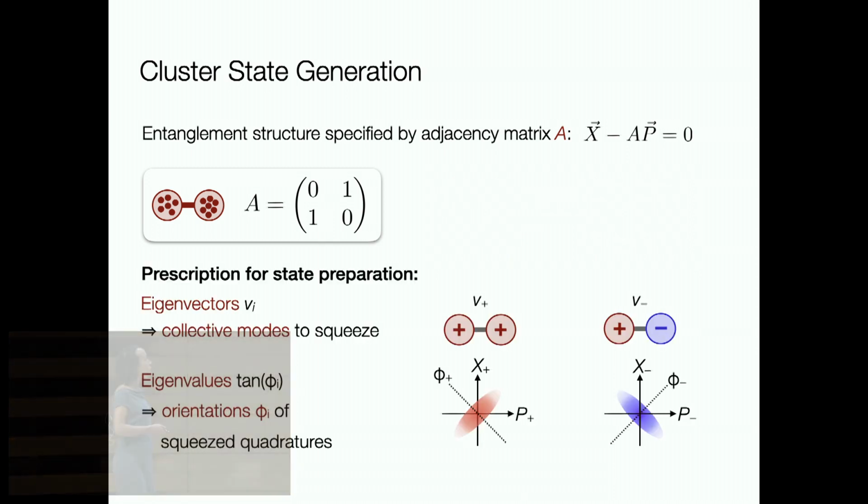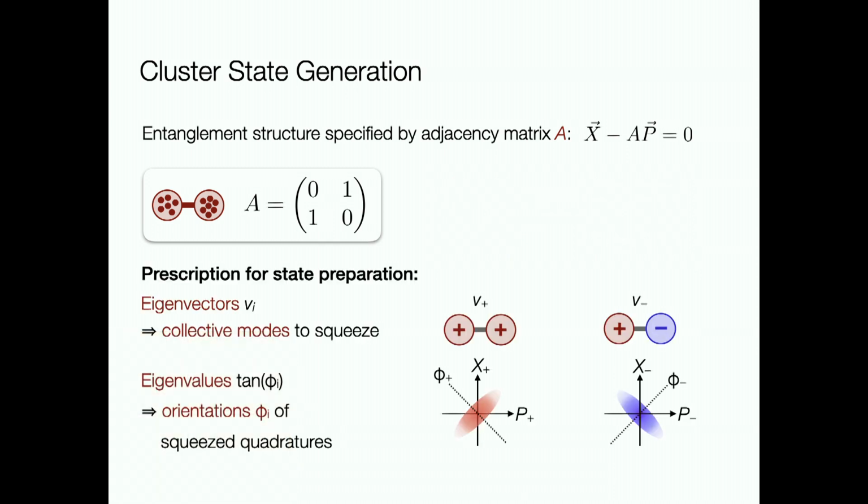It turns out there's a very general recipe in our system for preparing a state given this adjacency matrix: you diagonalize the matrix, and its eigenvectors will tell us which collective modes to squeeze, and the eigenvalues will tell us the orientation of the squeezed quadrature.